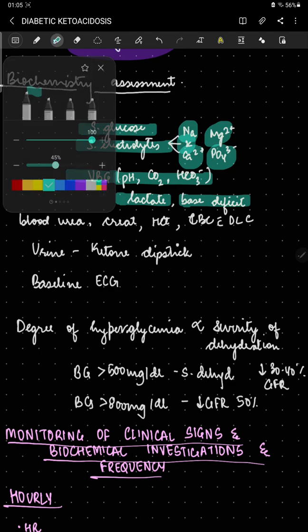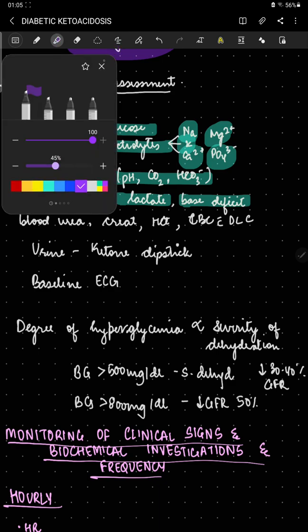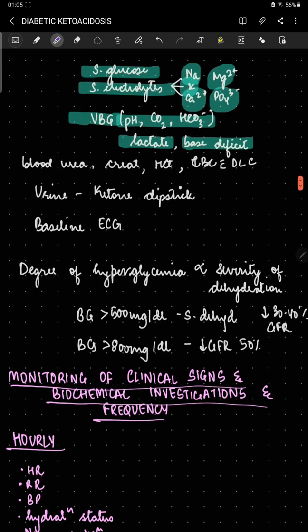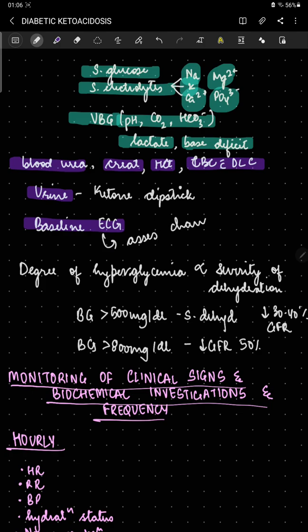Also, because of hypovolemia, there is hypoperfusion of the kidneys that can lead to pre-renal failure. That's why blood urea, creatinine, hematocrit, and CBC with DLC are very important. We check the ketones in the urine by a dipstick method and also obtain a baseline ECG so that we can assess changes in the ECG due to hyper or hypokalemia.